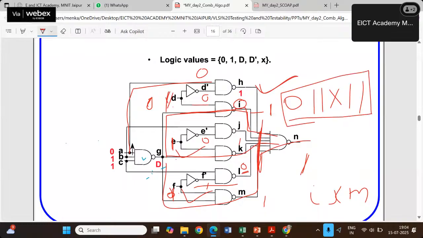So this is the combinational circuit ATPG algorithm, the test pattern generation method. And this type of algorithm, you can write a program in any language, and then it can be automated. So with this, let me conclude this session.